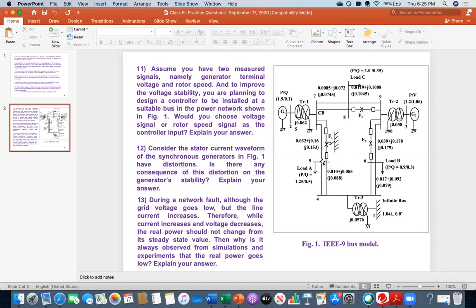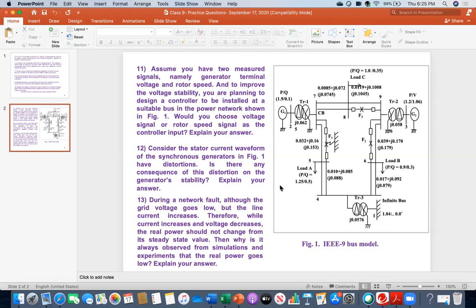Now your controller needs some signal, and you have two signals in hand. One is the generator terminal voltage, and also you know the generator speed. Now would you choose the voltage signal or the rotor speed signal as the controller input? Explain your answer. So who will answer this question? Amani? Yes, Dr. Ali.